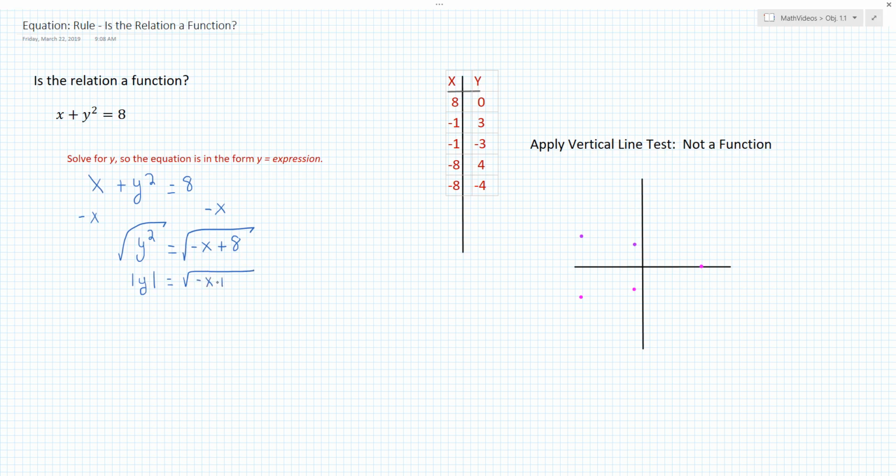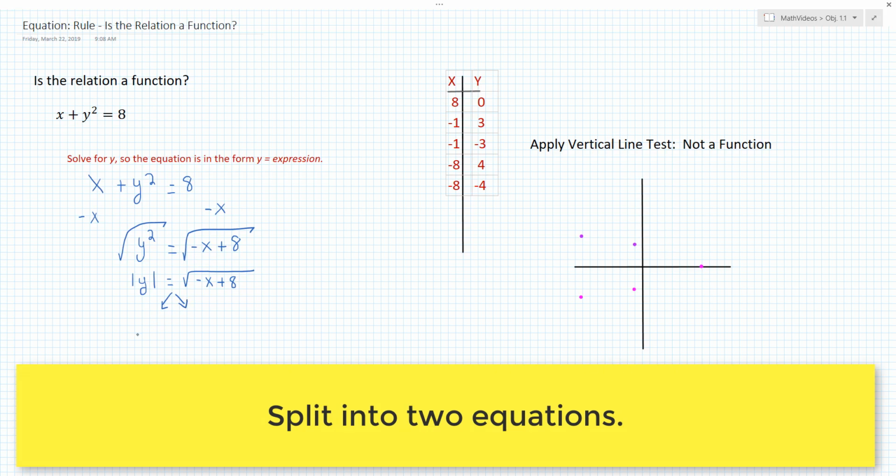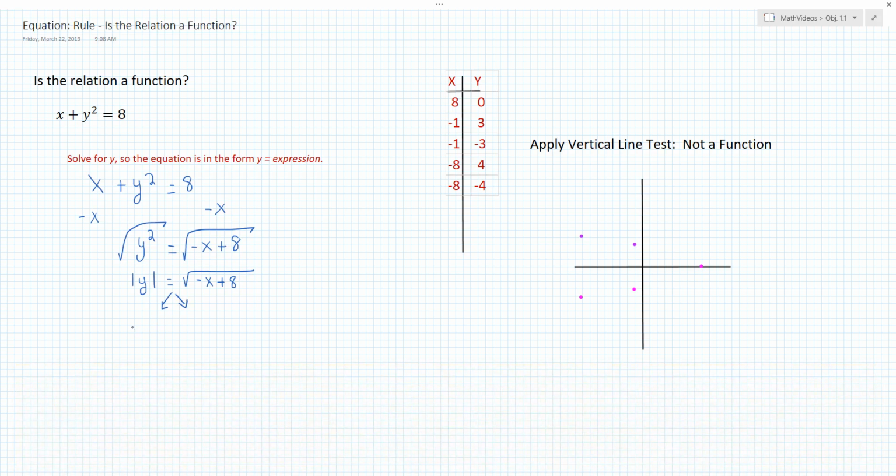Then, as you guys know, whenever you're given an absolute value equation, it splits into two separate equations. The one is where you write y equals exactly what you see, which is the square root of negative x plus 8. And the other is where you get y equals the opposite of what you see, so put a negative sign: y equals negative square root of negative x plus 8.